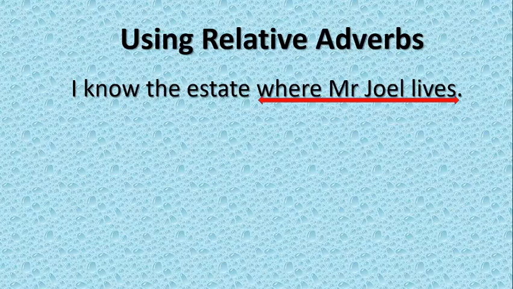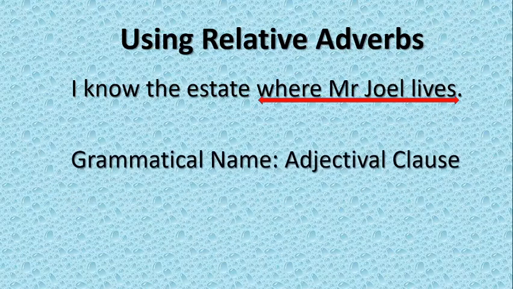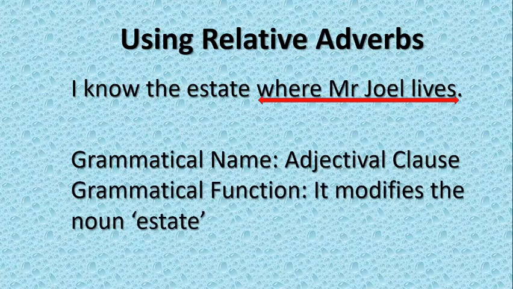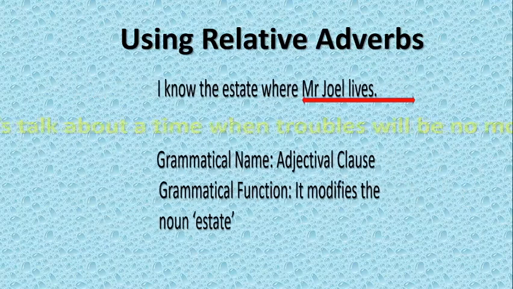In that situation, what is the grammatical name? You know what we are discussing. Is it noun clause or adjectival clause? Adjectival clause, yes. Now you are able to identify the function because we've analyzed it, which is what? Describing or modifying the noun estate in the main clause. Have you understood it this far? Beautiful. Let's proceed to the next example.